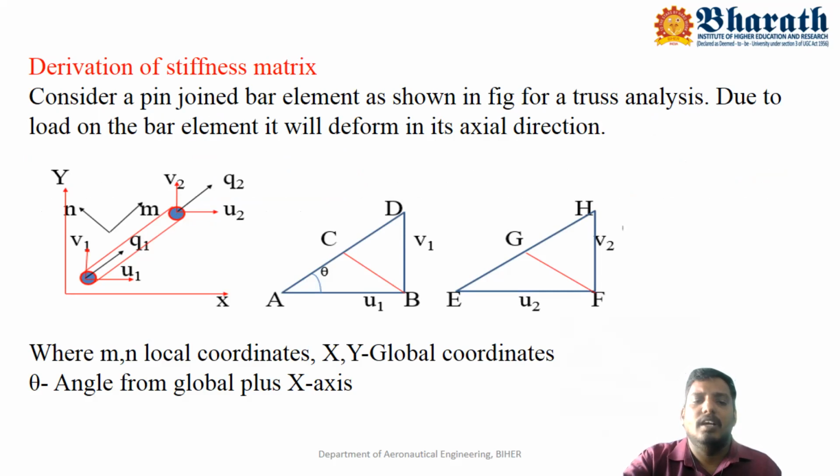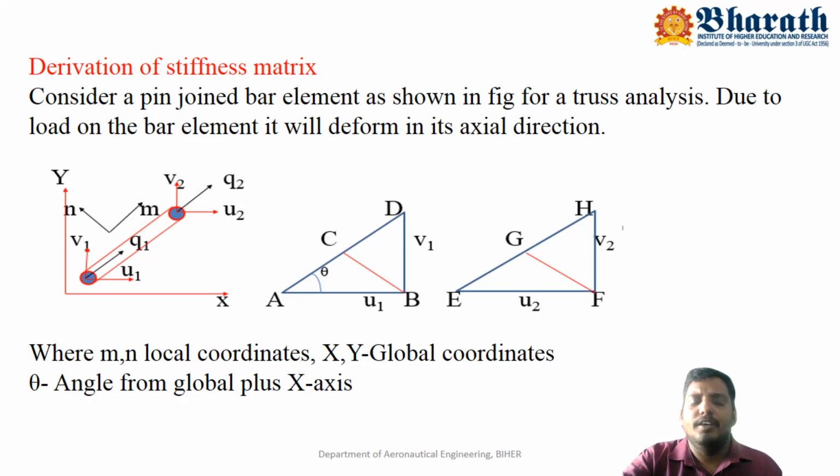Then the horizontal displacement of node 1 will be represented as U1, and the vertical displacement is V1. If you make a small triangle here, then we have to use the geometry properties to find out the horizontal as well as vertical displacement.